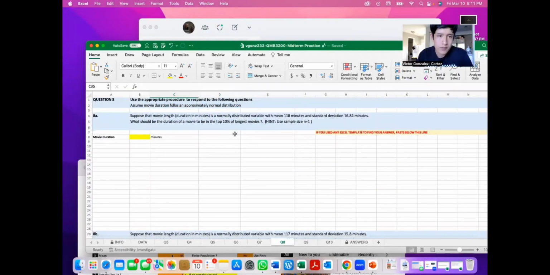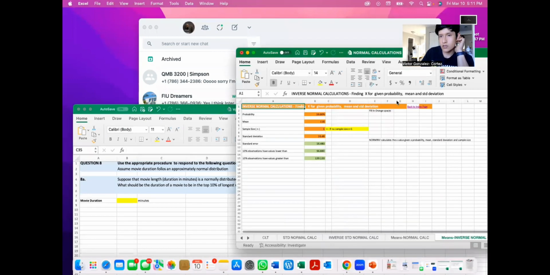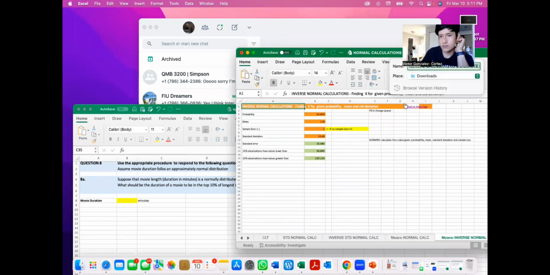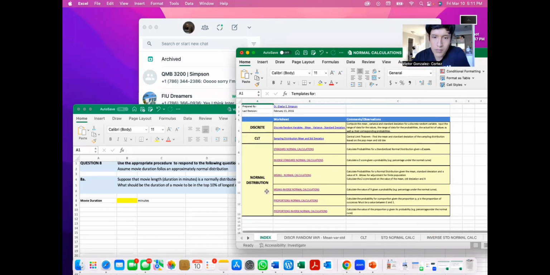Question 8 says use the appropriate procedures to respond to the following questions. Assume movie duration follows an approximately normal distribution. So we're dealing with normal distributions. That means I'm going to need my normal calculations and distributions template. So I'll pull that up here, and we'll be dealing with this section here.